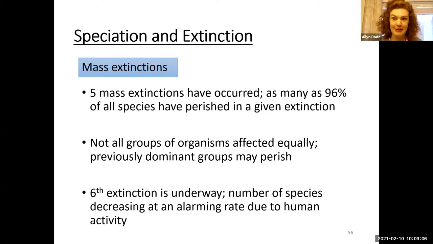Yeah, that's not actually inaccurate, because not all organisms will be affected equally, especially depending on the impetus of the extinction event, right? Because that's a selection pressure. It's just a really, really intense selection pressure. So dominant groups can perish. For example, I don't know if you know this, but there are no longer dinosaurs.